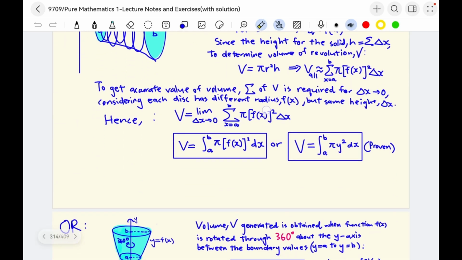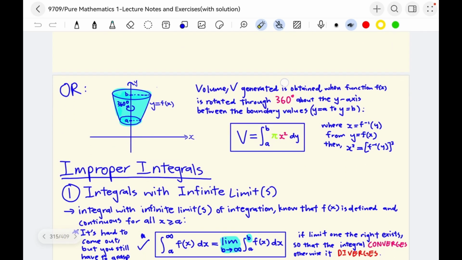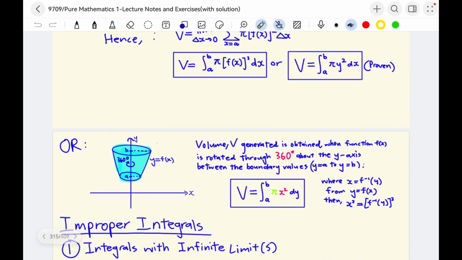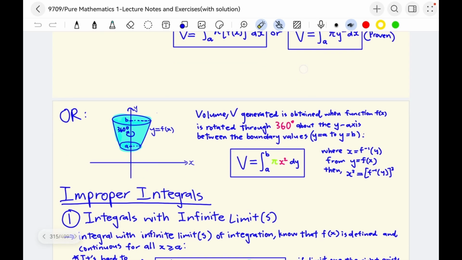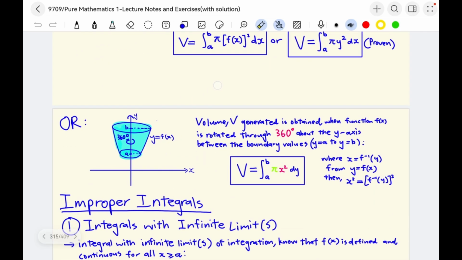So what if you are asked to find the volume in the integral equation where the function is rotated through 360 degrees about the y-axis instead of the x-axis, from a to b? You must convert the limits into y values if only the x values are given, and also the functions. So this goes by the same concept as above.